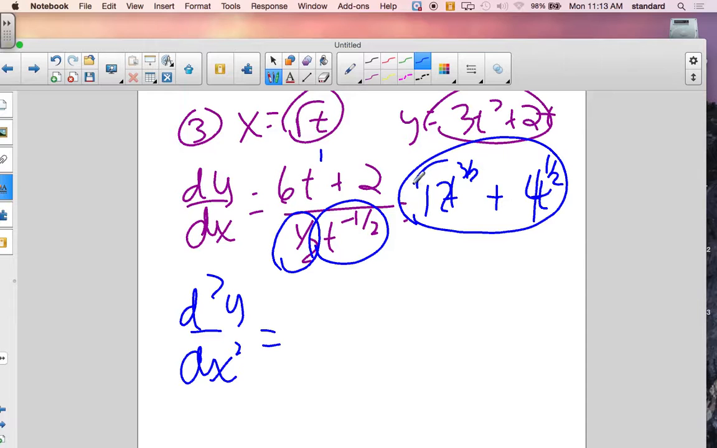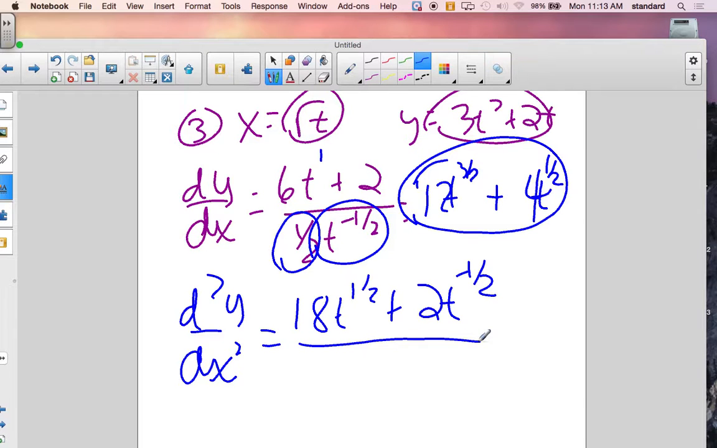18? Yeah, 18t to the 1/2 plus 2t to the negative 1/2, but I've got to put that over dx/dt, which was 1/2 t to the negative 1/2. So to find the second derivative, that's the little trick: you take the derivative of this, but every derivative has got to be over dx/dt.